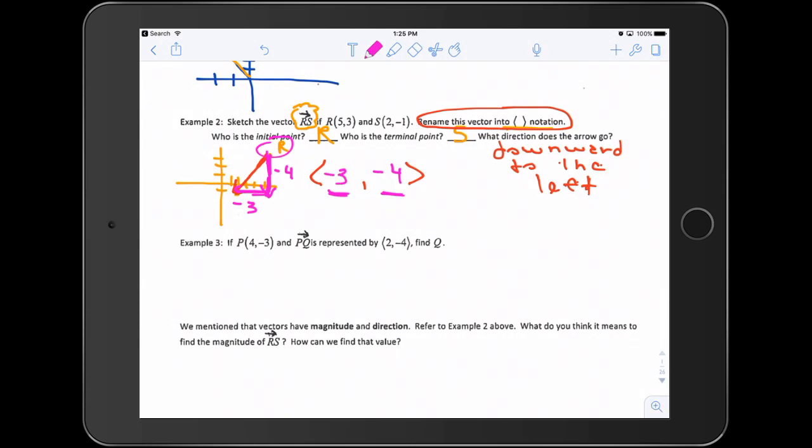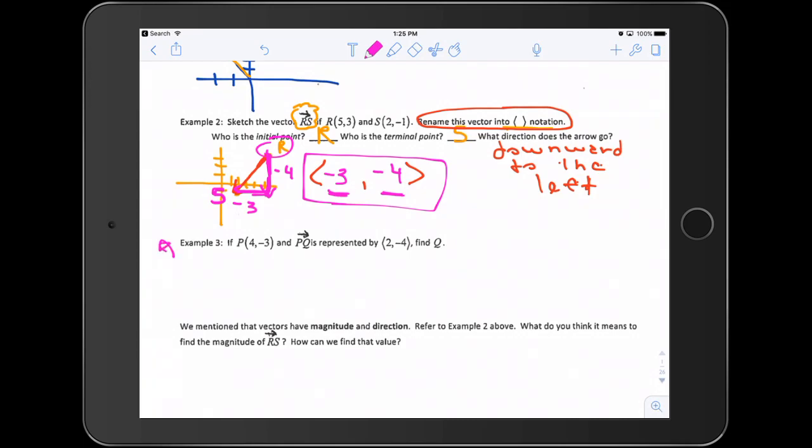But you do need to get this component form, you need to make sure you know what your initial spot is, which is R, and where your ending point or your terminal point is, which in this case is S. So that's how you're going to rename the vector if it is not in standard form, is create that right triangle with that vector. Now there is another trick, and I'm going to show that here in example number 3.